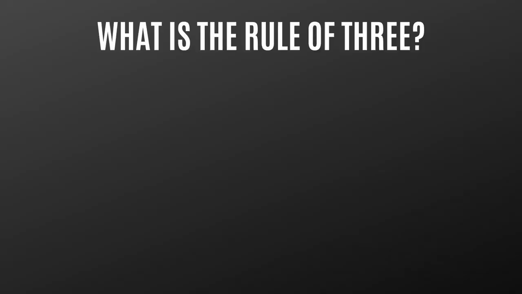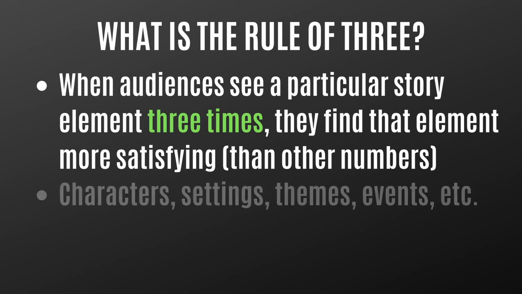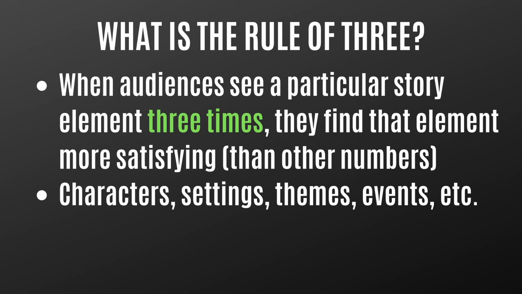Now, as for what the rule of three is, it's a writing principle that suggests that when an audience sees a particular story element 3 times, they find that element more satisfying. And this can be any type of story element out there. It could be a character, a setting, a theme, an event, a line of dialogue, etc. But the key thing here is that this element has to be shown to the audience 3 times.